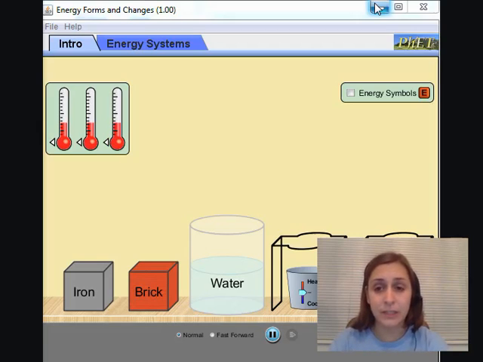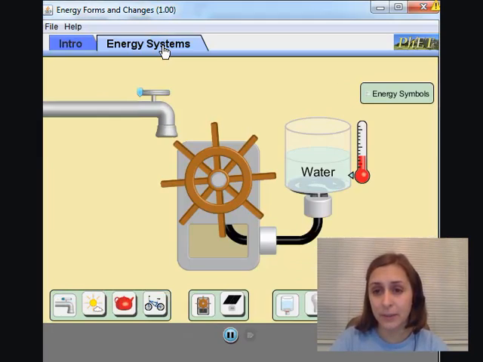The first thing you need to do to complete this lab is click away from the Intro tab and click on Energy Systems. That's where we will be doing all of our work. We're not looking at the Intro tab at all for this activity. We're looking at Energy Systems. When you do, you'll see a faucet turned off, a turbine, which looks like a wooden wheel, and a water heater.